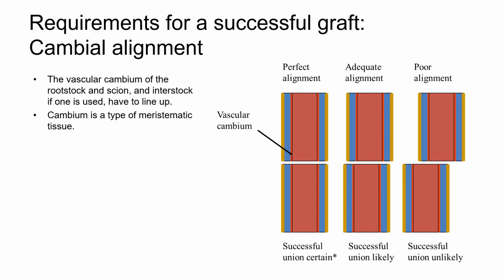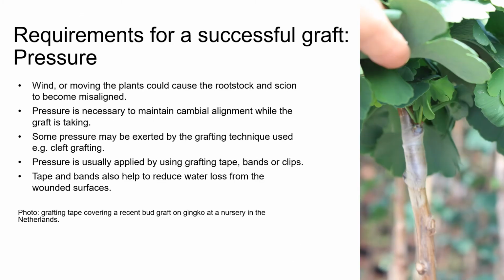The vascular cambium is a layer of tissue between the phloem and the xylem, and all of this has to match up so that connections can be formed between the vascular tissue of the rootstock and the scion so the plant can then function as a single unit. Wind or workers moving the plants around a nursery can cause the rootstock and scion to become misaligned, so pressure is necessary to maintain cambial alignment while the graft is taking.